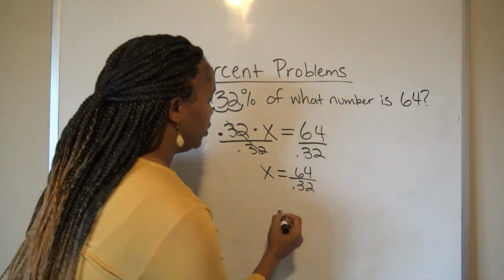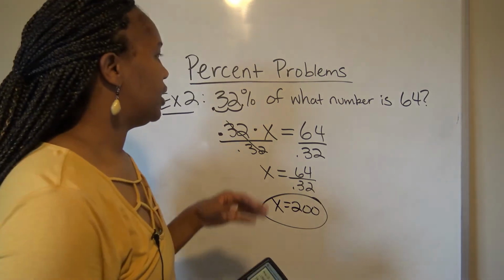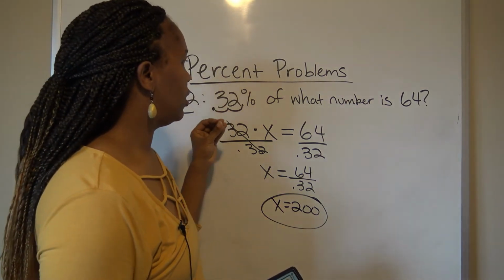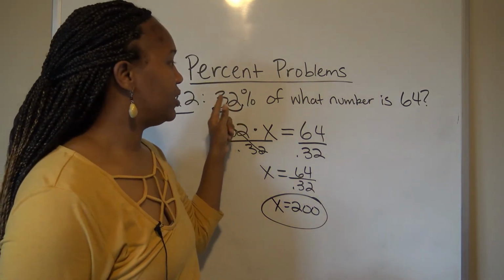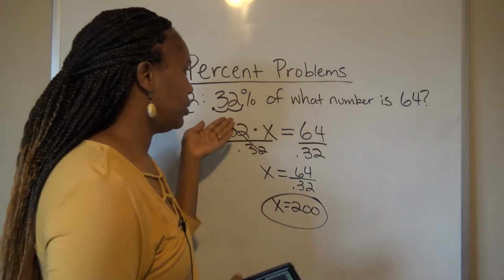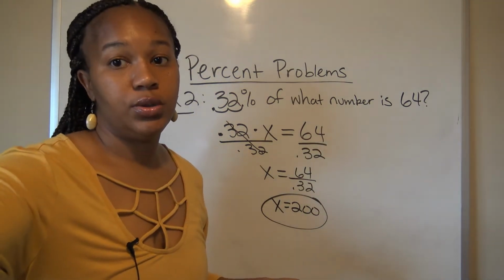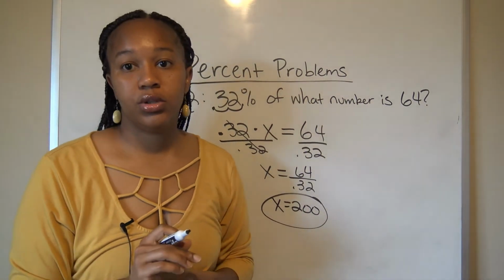And I get 200. So x is equal to 200. That means 64 is 32% of 200, because the question was 32% of what number is 64. So it would be 200. So if I take 32% of 200, that will give me 64.